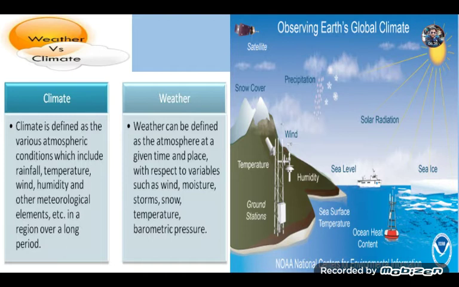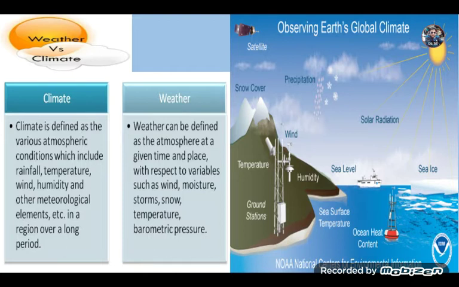Now, what is the difference between weather and climate? It's an important topic, and we all know that weather refers to the state of the atmosphere over a short period of time, and climate refers to all weather conditions for a given location over a long period of time. So basically there are three differences between climate and weather.